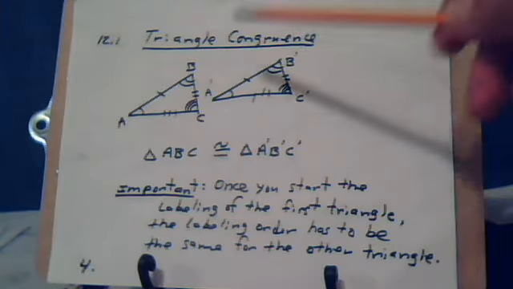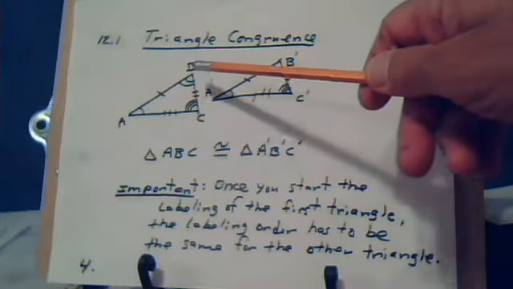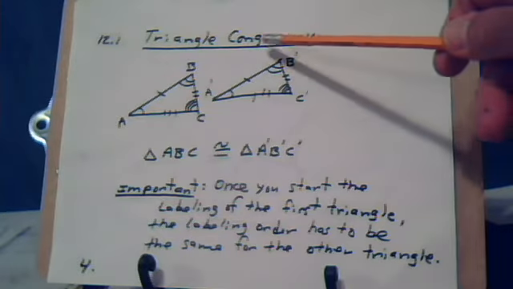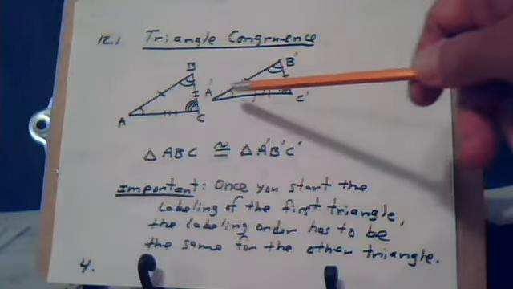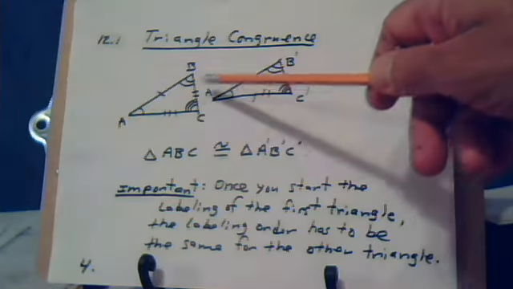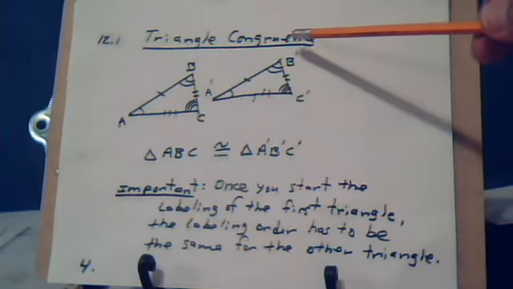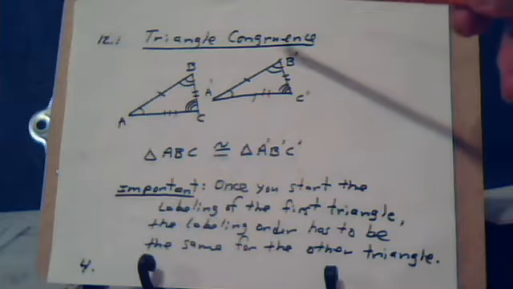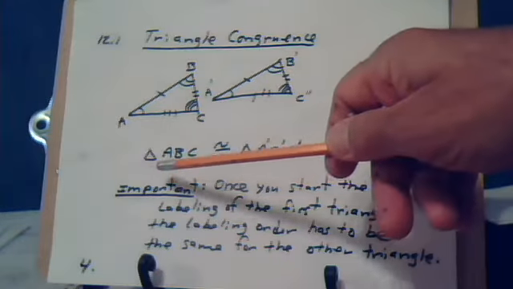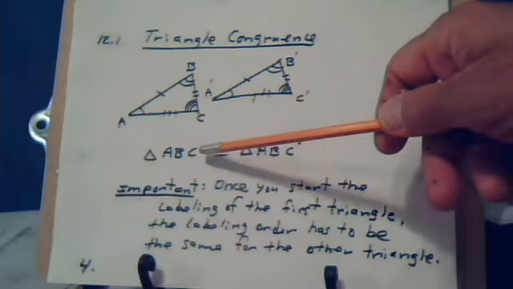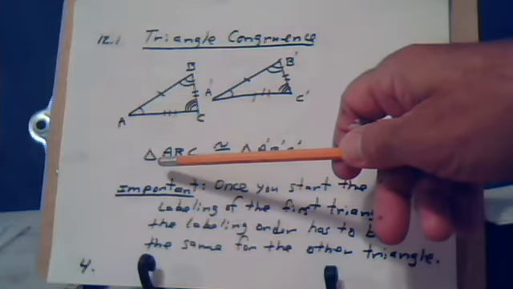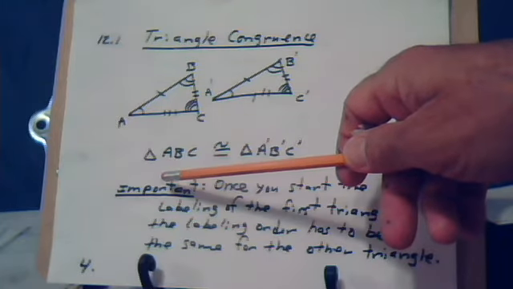Triangles are congruent if the three sides of one triangle are congruent to the three sides of the other triangle, and the three angles of one triangle are congruent to the three angles of the other triangle. Then if that's the case, you could say that the two triangles are congruent. With congruent, you have to be careful. You have to keep the order you started.